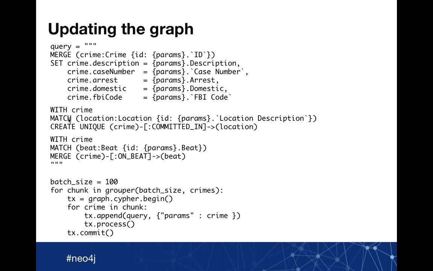And the location is already going to be there. There aren't any new locations, and the same thing with the beats. What's quite nice about this way of updating is that we're able to do everything in one atomic operation. We're going to create the crime, connect the crime to the location, and connect the crime to the beat. And obviously we could do other things as well if we wanted to, but to save space on this slide, I've just done a few.